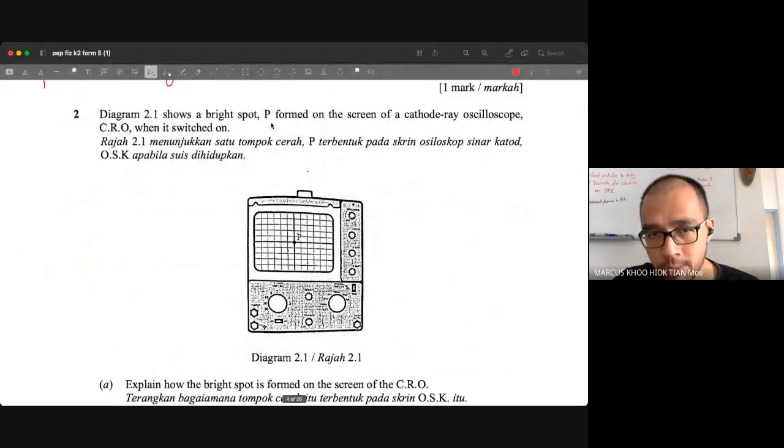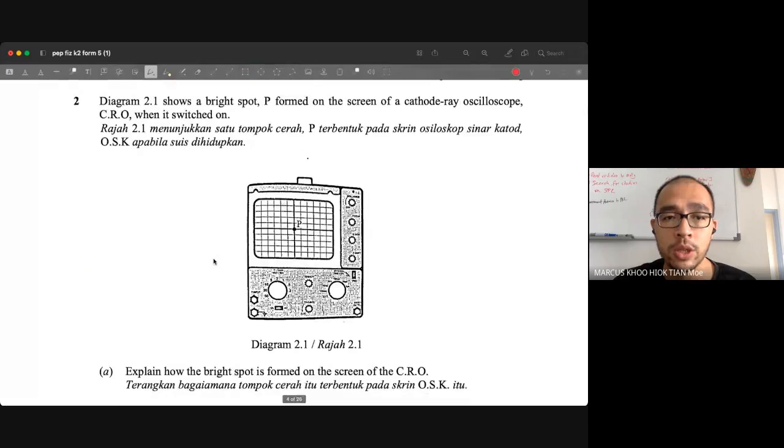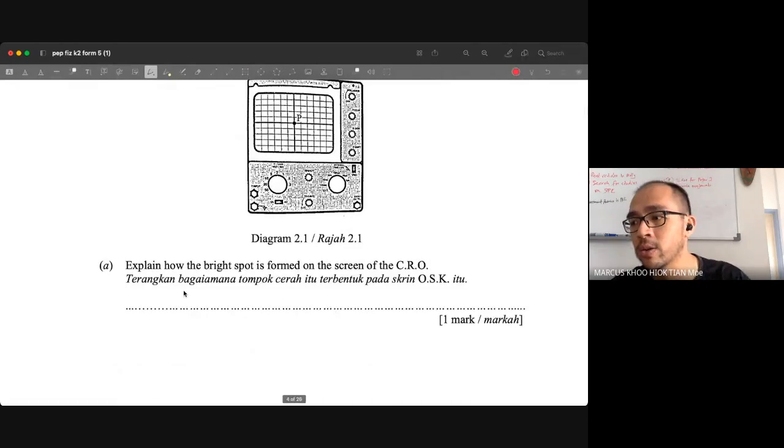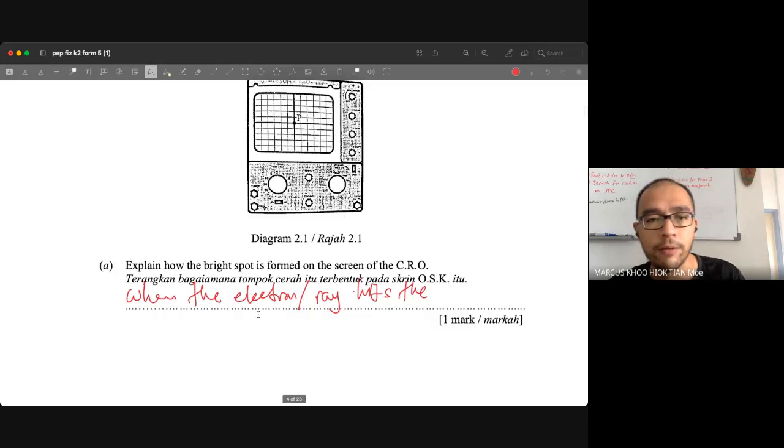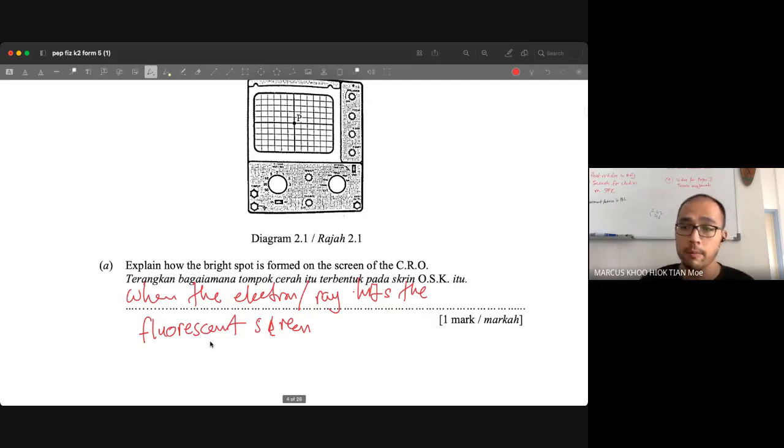Okay, diagram 2.1 shows a bright spot P formed on the screen of a cathode ray oscilloscope when it is switched on. Explain how the bright spot is formed on the screen of the CRO. Okay, the bright spot is formed when the electron, or if you say ray, ray is also fine, hits the fluorescent screen. Fluorescent. Okay, when the electron or the ray hits the fluorescent screen, that's how the CRO forms the bright spot. Okay, it's only 1 mark.